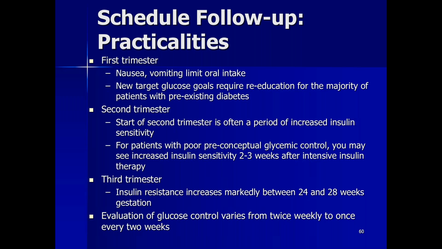So the start of the second trimester is very different than the end of the second trimester, beginning of the third trimester, where insulin resistance is a hallmark of nearly every pregnancy between 24 and 28 weeks. I mean, this is why we do our testing for most patients at 24 to 28 weeks, because this is the time when insulin resistance increases are occurring.